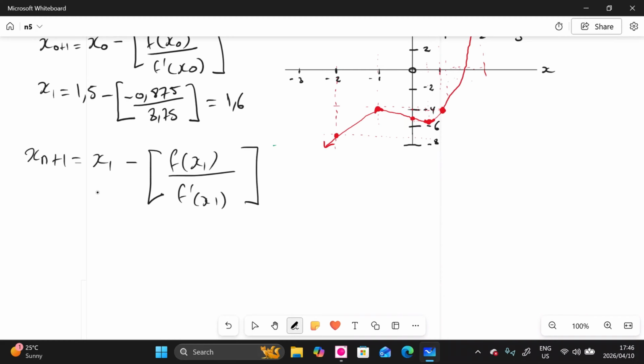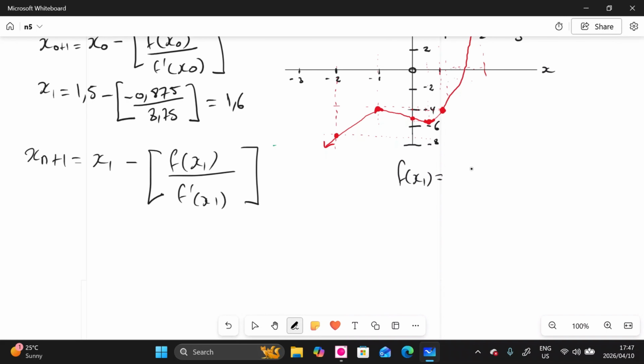There we go. Now all you have to do is to find f of x1 and f of x prime 1, because we already have x1 there, which is 1,6. All right, so we need to find our f of x1. So let's do it. F of x1 is going to be, wherever there is x, we substitute with 1,6.